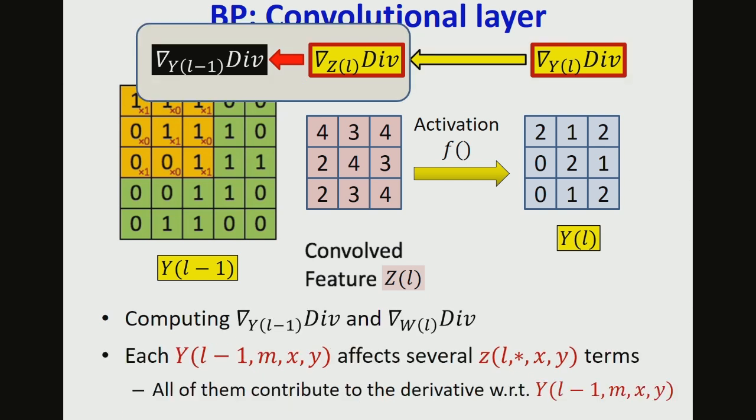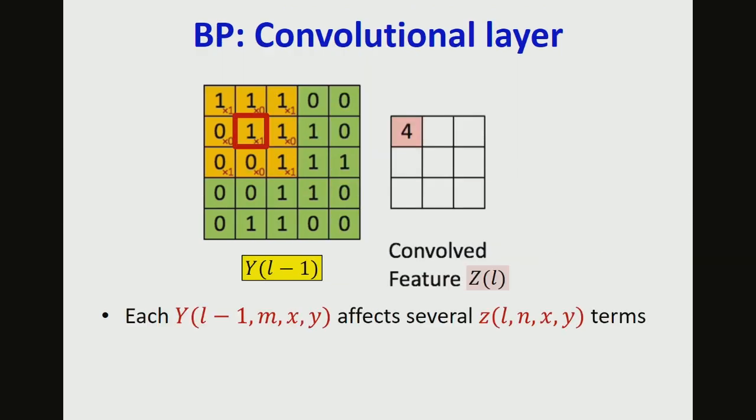How do you go back from the derivative with respect to Z to compute the derivative with respect to Y in the previous layer? Now, I'm going to do this two ways. First, I'll do this with formulae, and then we'll see this with pictures. Okay? So again, look at this guy. This red element in Y contributes to several elements in Z, right?